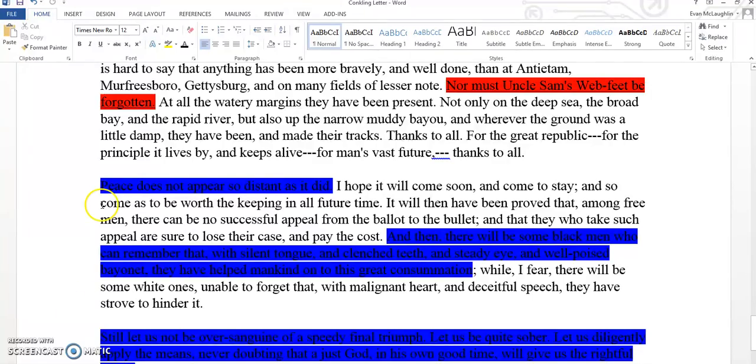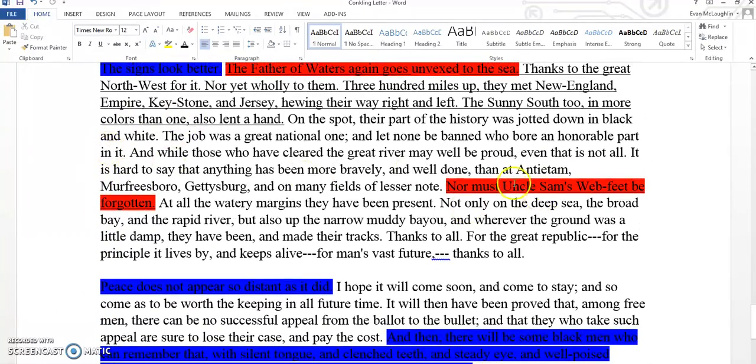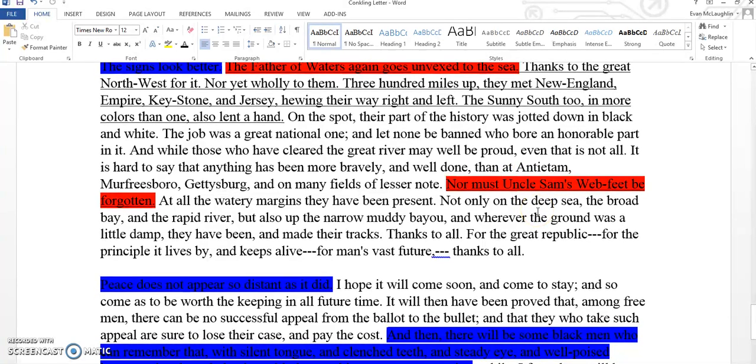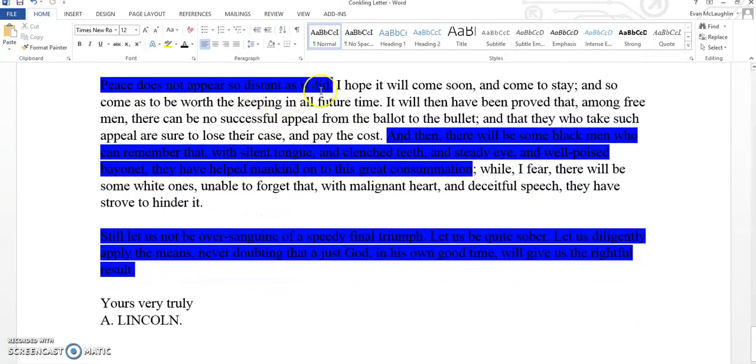So here we see Lincoln saying, look, the war is going well because of the Emancipation Proclamation, and we need to be thankful for all branches of the military as they have been waging an effective war. He says, peace does not appear so distant as it once did. Now note, peace only isn't distant because of the success of black soldiers at Milliken's Bend, at Fort Wagner, and Port Hudson. So, hey, we're arming black soldiers, and it's going well.